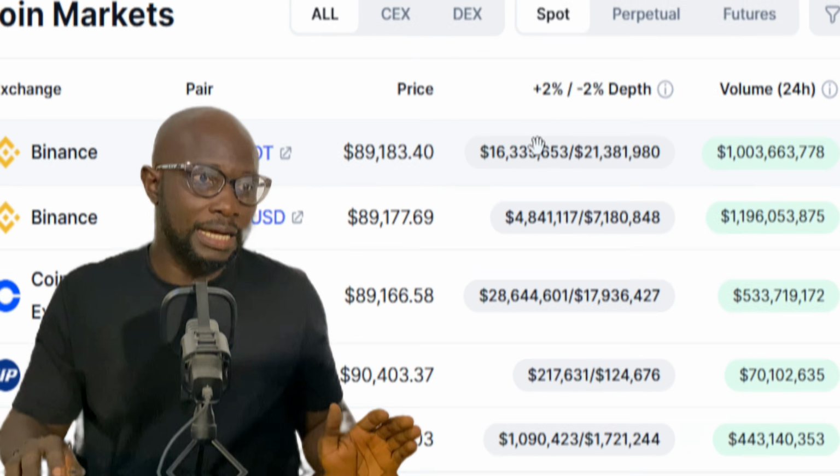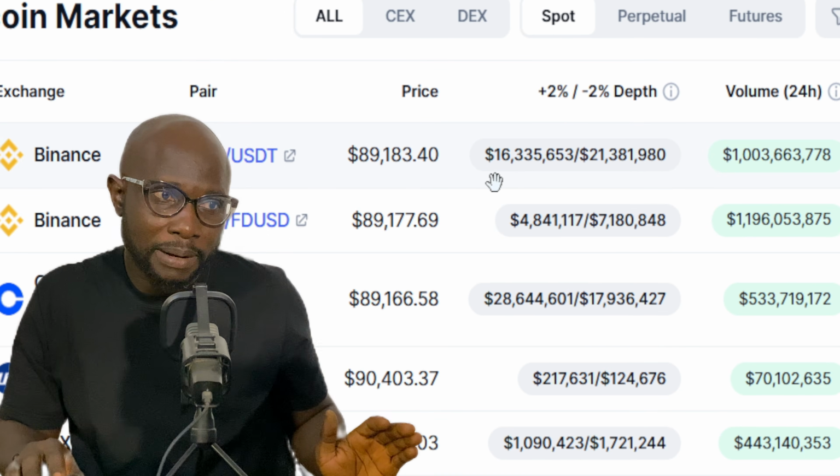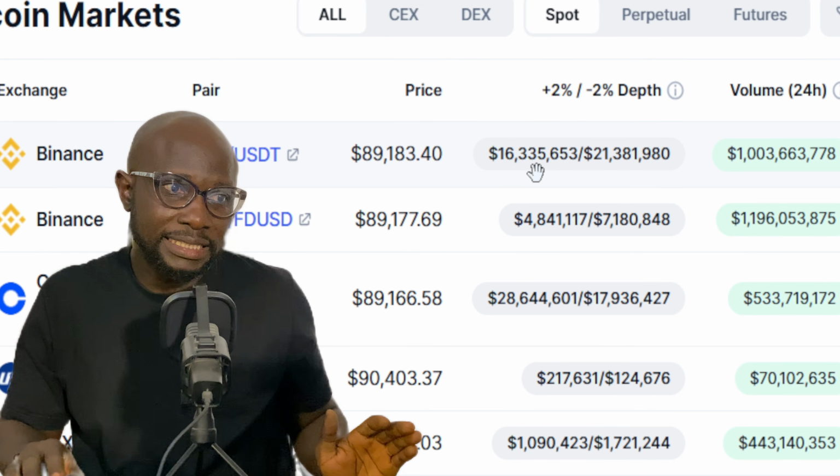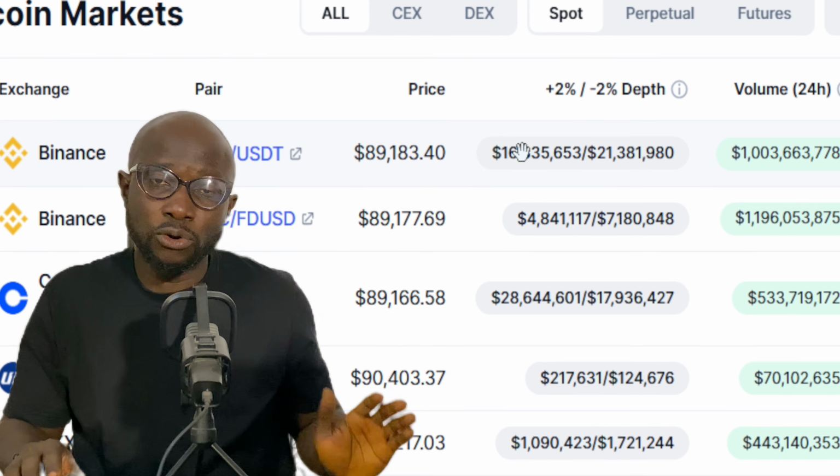This is just the real truth. So -2% shows the total value of the buy orders. People that want to buy, it will show you. And here it is. You see that they put this price there, 16,335,000 whatever. That first one here is for +2.